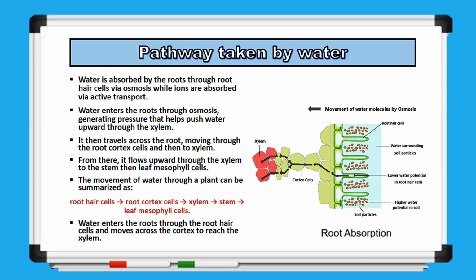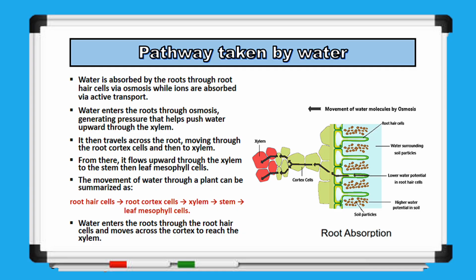So, to sum up the whole journey, the pathway goes like this: from the root hair cells, into the root cortex cells, then into the xylem, up through the stem, and finally to the leaf mesophyll cells. In simple terms, water first enters the root hair cells, travels across the cortex, and then reaches the xylem, which carries it through the plant.